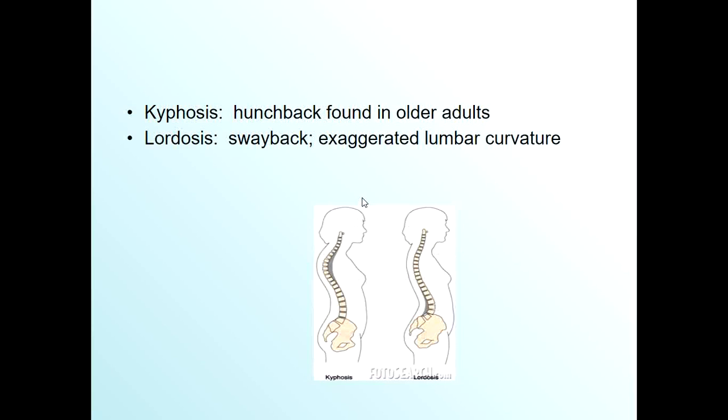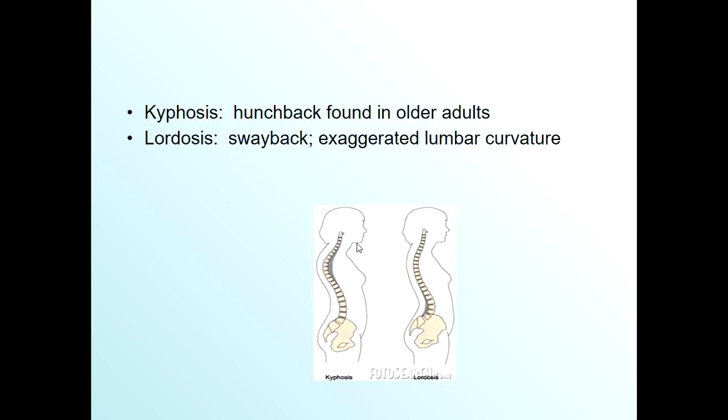The next imbalance is known as kyphosis. It's also an abnormal curvature, but this one is caused in the thoracic region where they actually bend forward. So it's an anterior bend, and it causes hunchback in older adults, usually because of compression fractures in the spine.